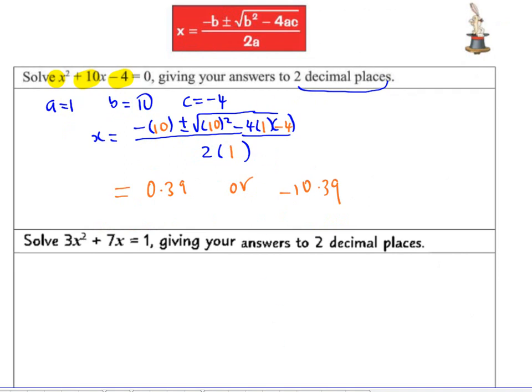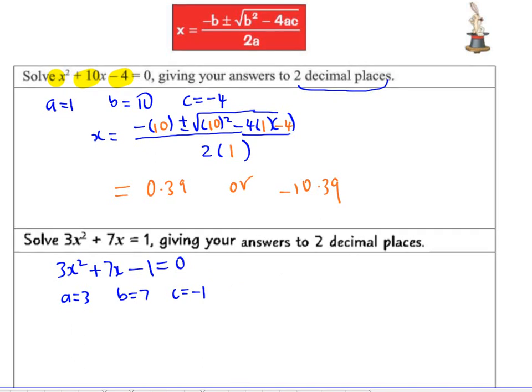Now, you got to watch this. For this one here, what is A, what is B, what is C? Now, you see, this is not equal to 0. As always, we're going to make sure that this is equal to 0. This is 3x squared plus 7x minus 1 equals 0. We've got to do that. Make sure you change that. So A is 3, B is 7, C is minus 1.